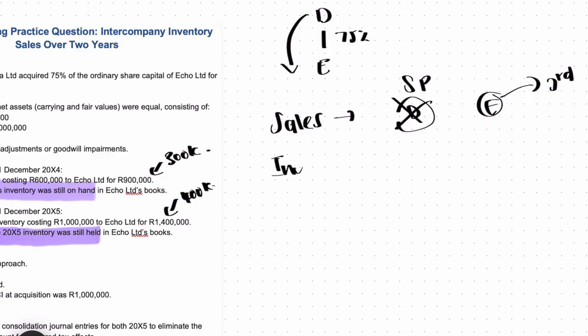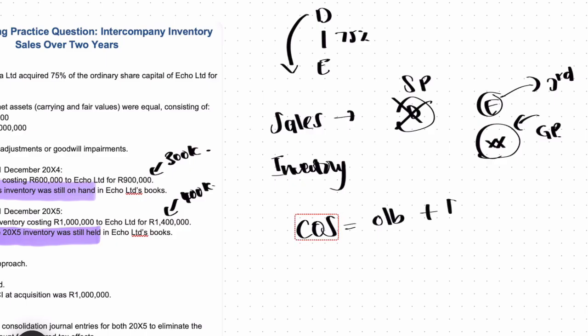The other thing is that at the end of the year, if there is still inventory on hand in Echo's books, that inventory is essentially inflated because Echo has purchased that from Delta, and sitting in that inventory is a gross profit. And that gross profit we cannot realize at a group level because the inventory is still sitting within the group. So that gross profit does have to be eliminated. Now think about why the gross profit is there, because when we calculate our cost of sales being our opening balance plus our purchases minus our closing balance, to the extent that we have inventory in our opening balance and inventory in our closing balance that has this markup, this is impacting our cost of sales, which then has an impact on our profit ultimately.